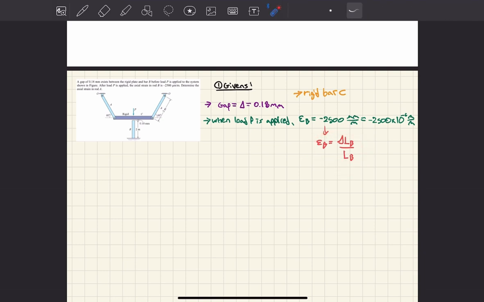How do I find this? I have the original length of bar B. I have the strain. If I isolate for the change in length of bar B, I will get the strain of B times the original length of bar B is equal to the change in length of bar B. Therefore, if you multiply these two numbers together, the strain and the length, so 2, you're going to get negative 0.005 meters. Okay?